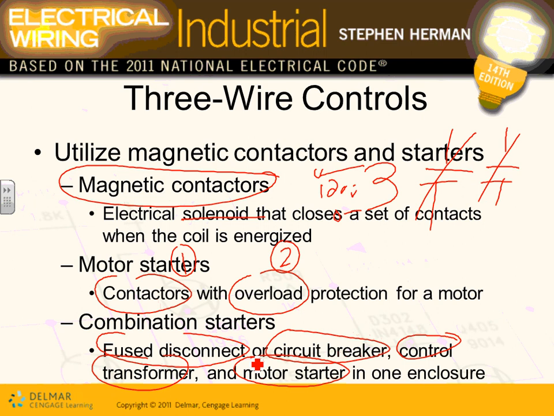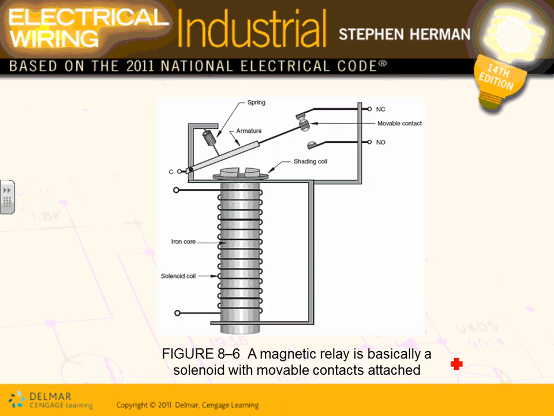A combo starter has a disconnect, either fused or non-fused. This one is a non-fused disconnect. If it's non-fused, you have to have a circuit breaker, as well as an overload and a contactor, all in one big enclosure, one big fat fluffy enclosure. Any comments, guys? Any questions about that? It's very, very important, guys, to understand that one.